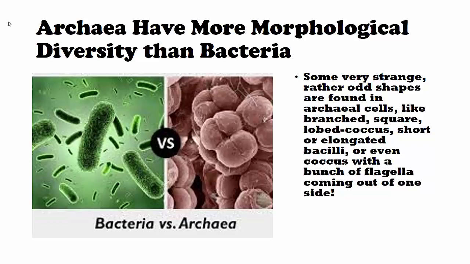Archaea have more morphological diversity than bacteria. Some very strange, rather odd shapes are found in archaeal cells, like branched, square, lobed coccus, short or elongated bacilli, or even a coccus with a bunch of flagella coming out of only one side.